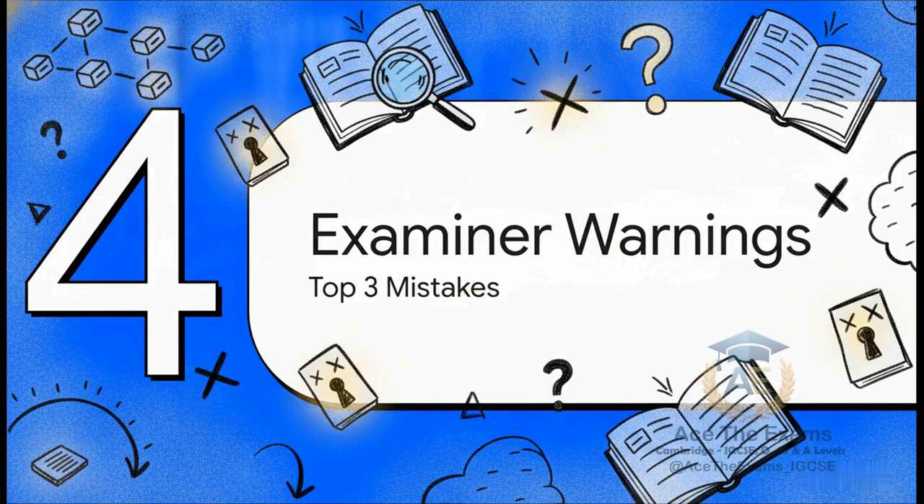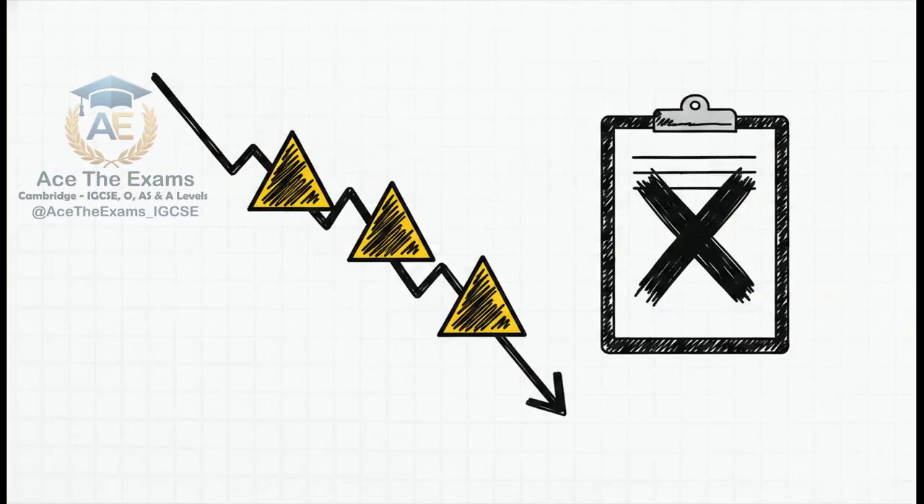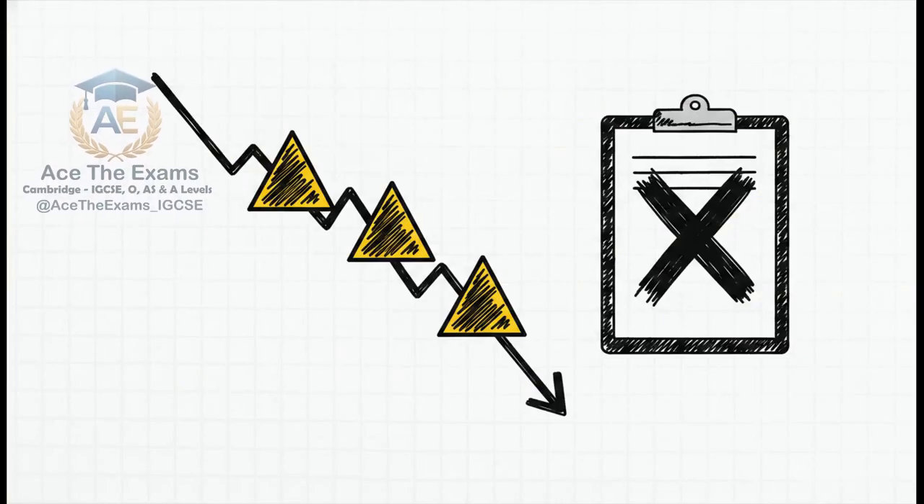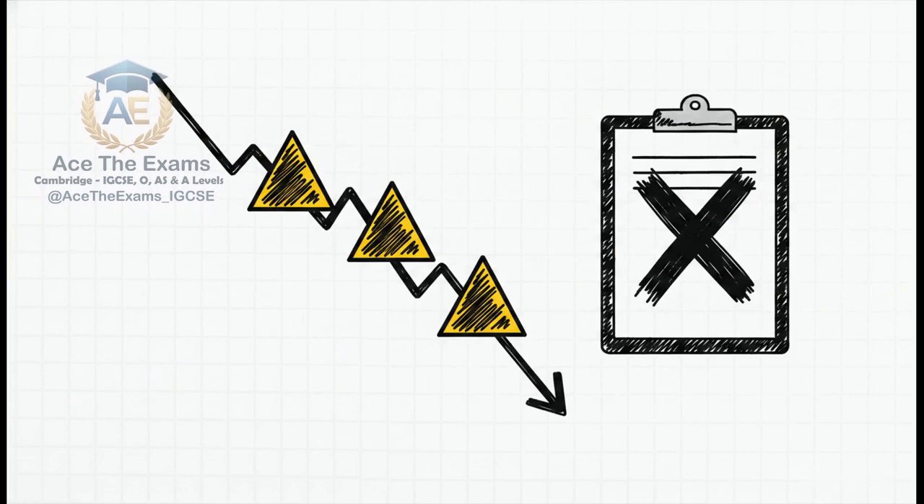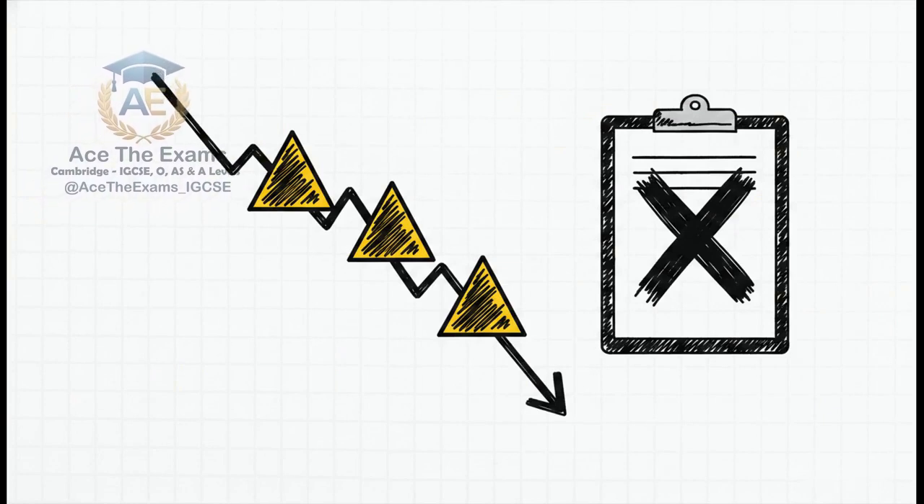You need to know exactly what frustrates examiners so you can avoid doing it at all costs. The examiner reports are practically a treasure map of historical errors. They tell you exactly what thousands of students did wrong the previous year. Examiners have identified 3 highly specific, recurring mistakes that cost students massive amounts of marks every single year.